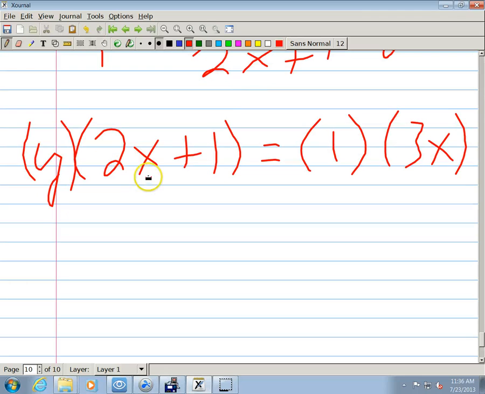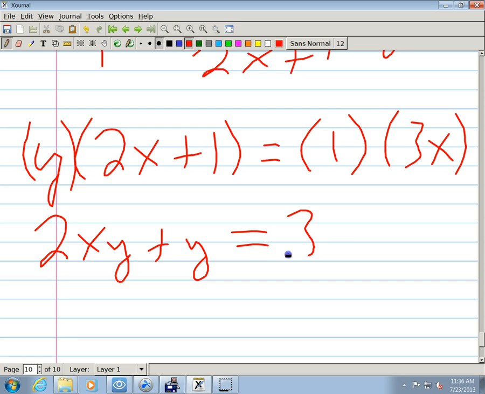Look, what I need to do is get all the x's on one side to solve for it, right? I have x's here and I have x's here, but it's complicated because I have a y in front. What if I distribute? I get 2xy plus y equals 3x. So to get the x's alone, I have to get the x's on one side and everything else on the other side. So what do you do now?